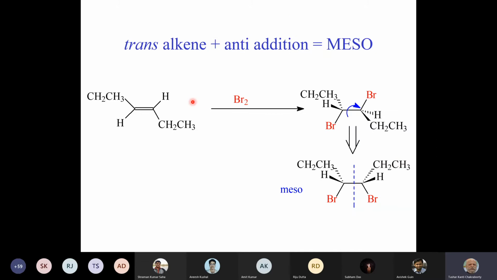And if it is a trans olefin, you do the same thing. You get a bromonium ion, and if you rotate this one, you can draw the molecule in such a way that one plane of symmetry goes through the molecule, and it's a meso compound.